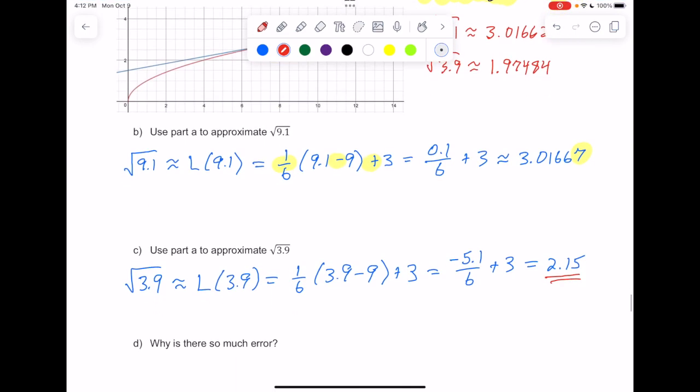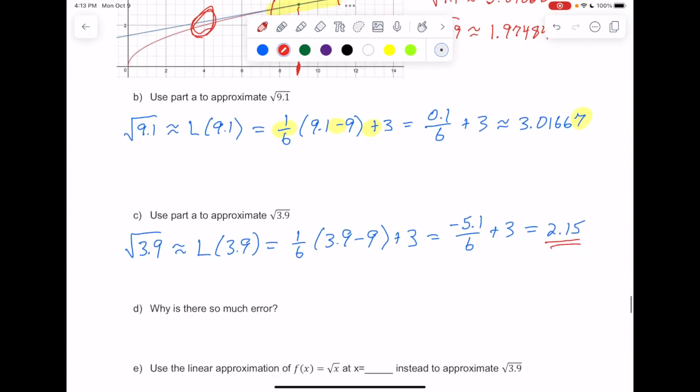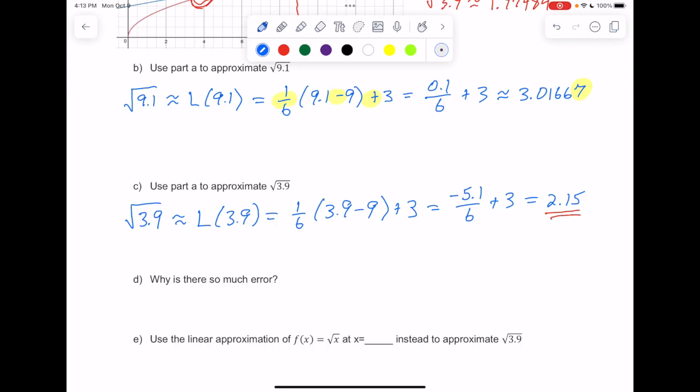So then the question is, why was the square root of 9.1 so good, and why was the square root of 3.9 so bad? And the answer comes from the graph. We found this linear approximation by doing a tangent line at 9. And in that zone, they're very close. But then we tried to get an approximation for 3.9, which is over here, and in that spot, the tangent line and the graph are no longer close together because we're not near the point of tangency. So why is there so much error? Because 3.9 is farther from the point of tangency.